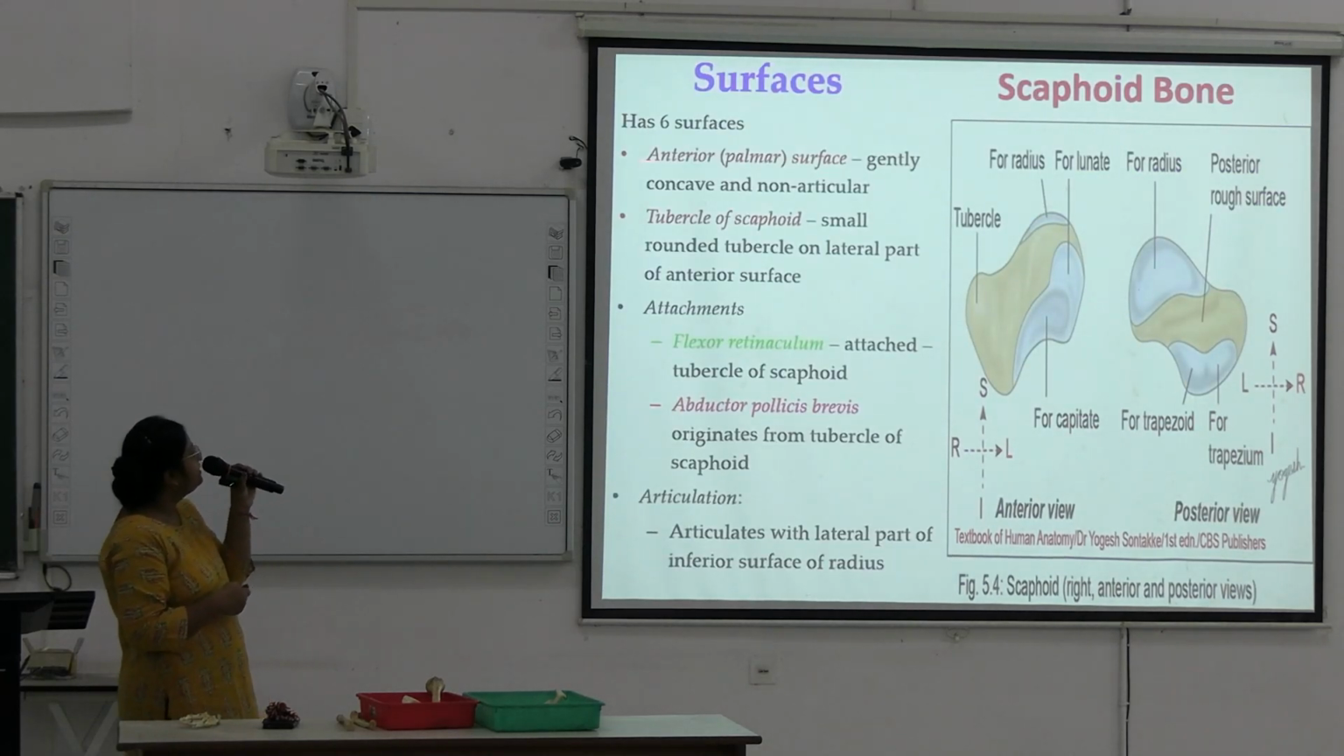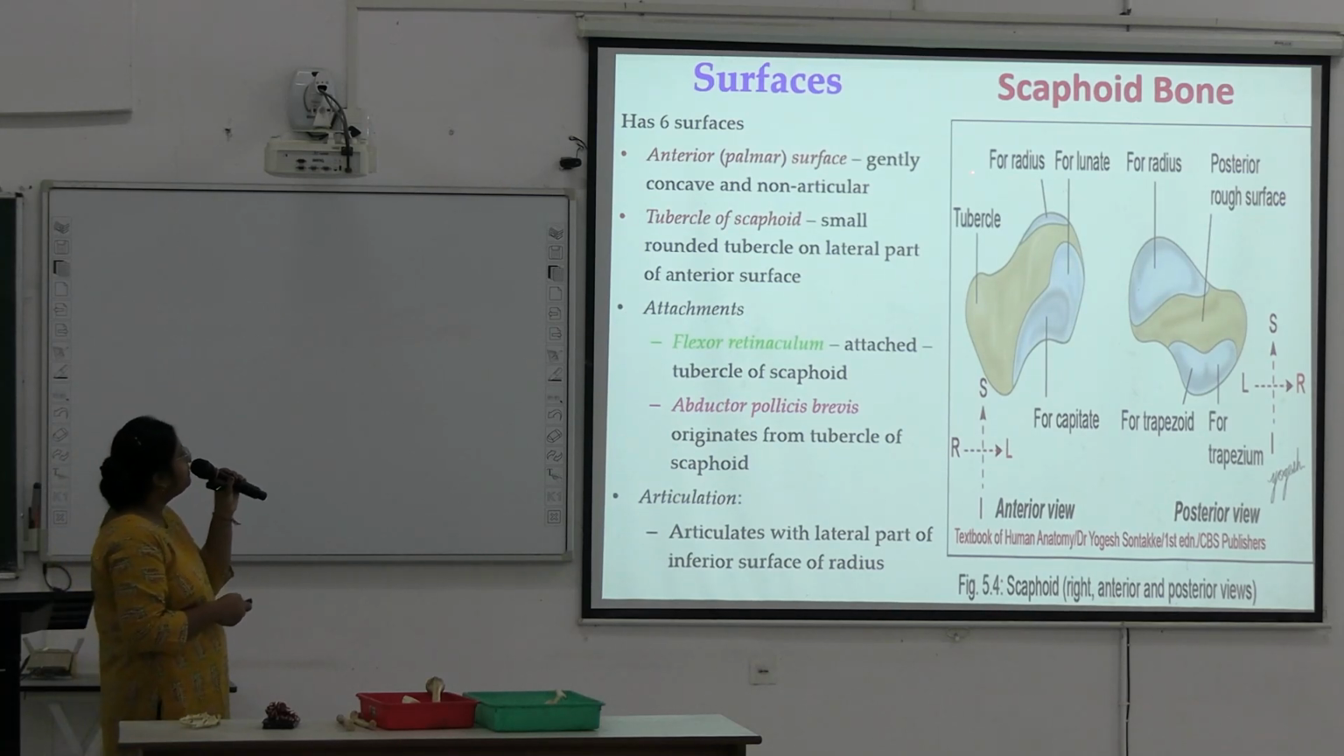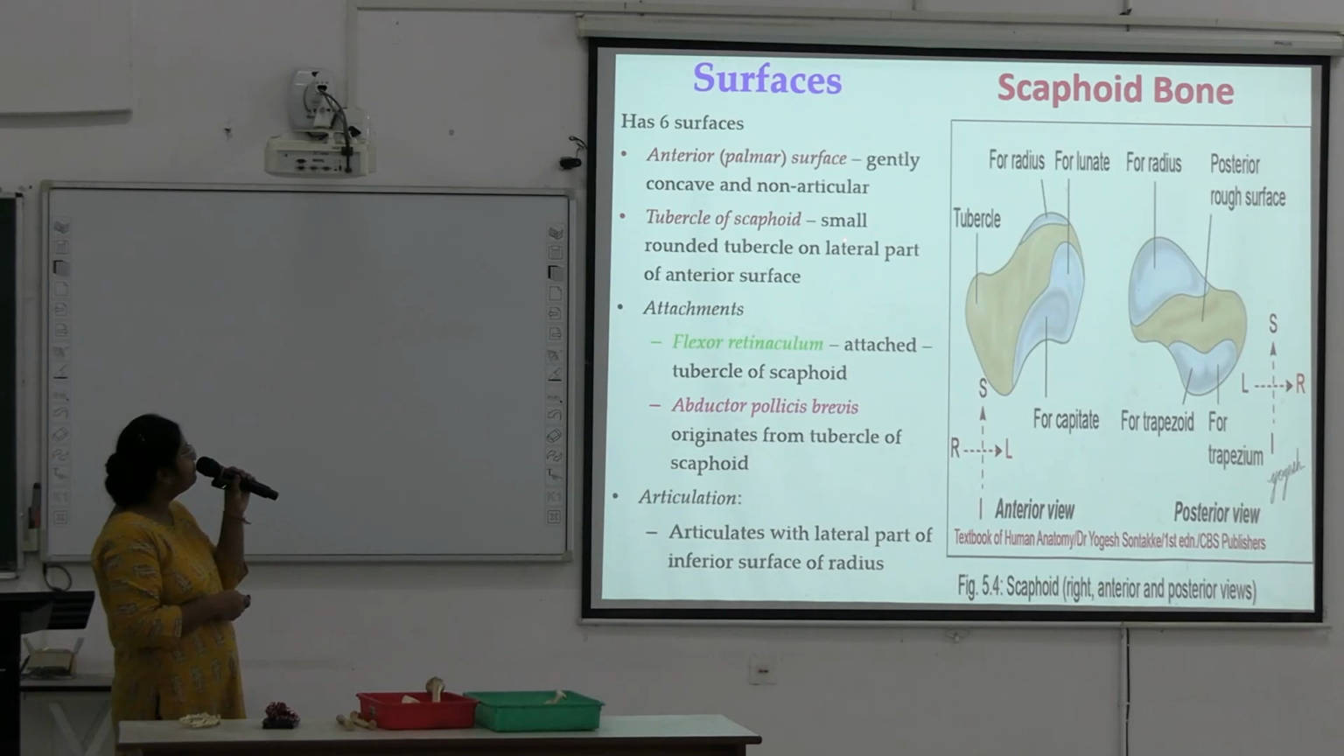Okay, so it has 6 surfaces. Anterior surface or palmar surface, it is gently concave and non-articular. Here is the palmar surface, non-articular. Tubercle, there is a tubercle of scaphoid, a small rounded tubercle on the lateral part of the anterior surface. Here is the elevation, the tubercle of scaphoid.